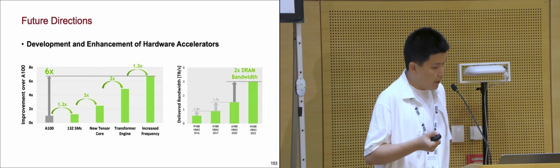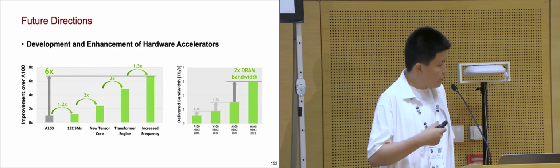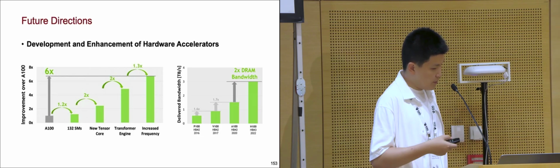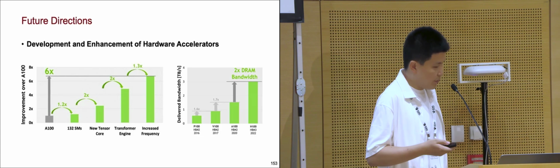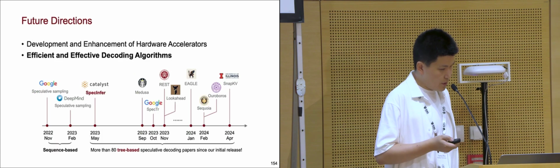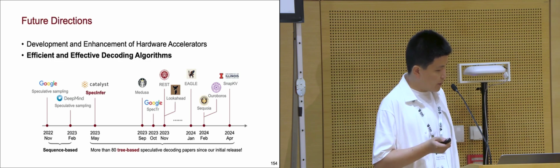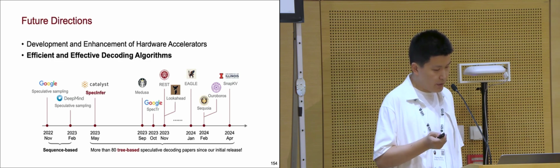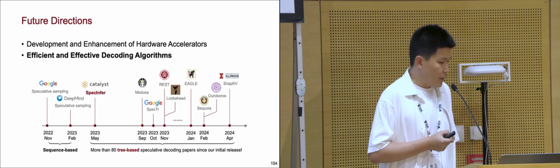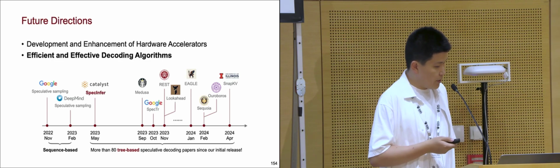There are also some other types of features which are optimized by the systems, and more details can be found in our survey paper. At last, I want to introduce some of the future directions in LLM serving system optimization. The first thing is about the development and enhancement of the hardware accelerators.